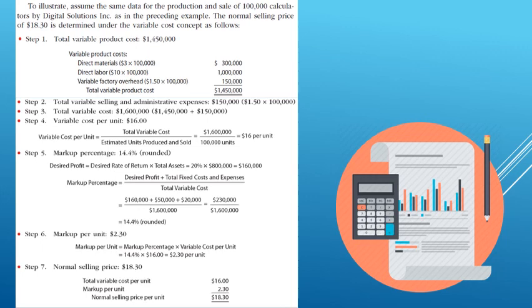And lastly, in getting the normal selling price, we have the total variable cost per unit, which is $16, plus the markup per unit, which is $2.30. So a total of $18.30. So that will be all for chapter 9.